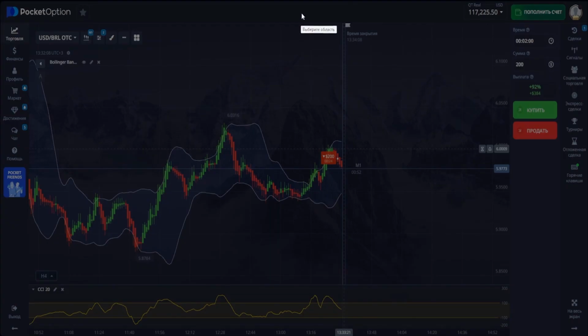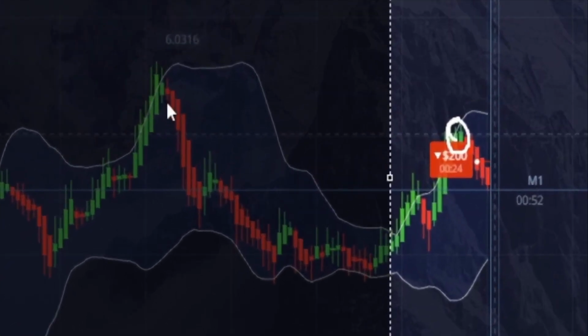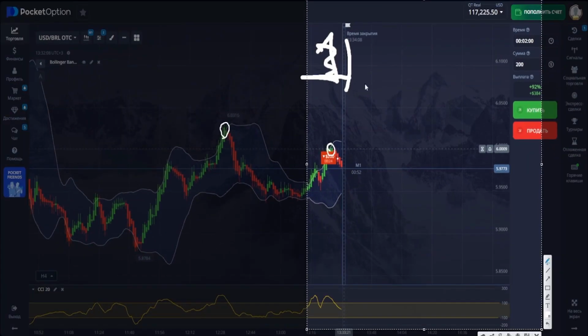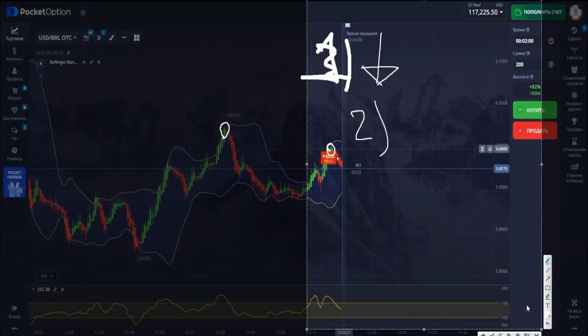Look, we enter a down trade when 3 conditions are met. First, in the recent past, the chart should reach either the upper or lower boundary of the Bollinger Bands. That is, if it reaches the upper boundary, as in this case, it means that we will be looking for a short entry. Second, we look at the CCI indicator and enter a down trade only when it is either above the 100 mark or was there relatively recently and is now heading downward. So if the CCI indicator is above 100, we confidently enter a down trade.